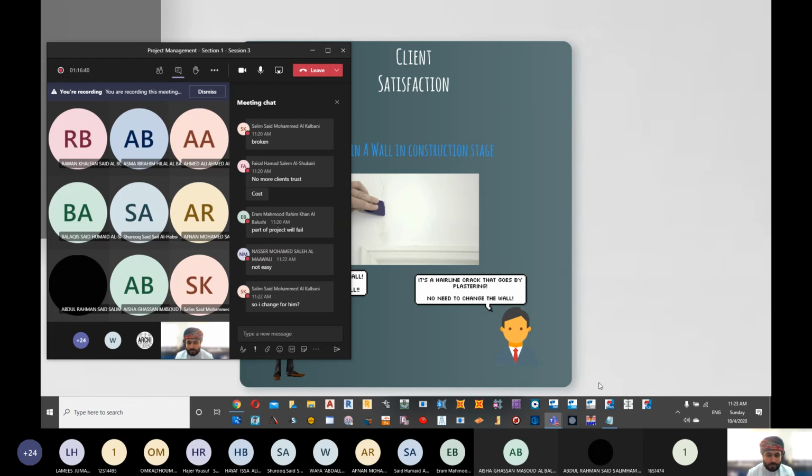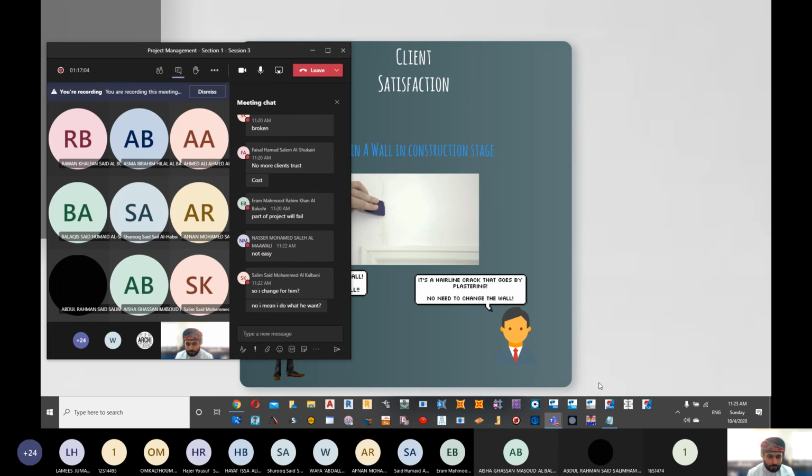So when it comes to the owner, you need to be very careful. You need to listen to him. You need to be a good negotiator. If you are a good negotiator, you can convince him that this is not an issue. But if you don't know how to negotiate, then he will not be satisfied. If he is not satisfied, you need to repeat the work. Are we clear?